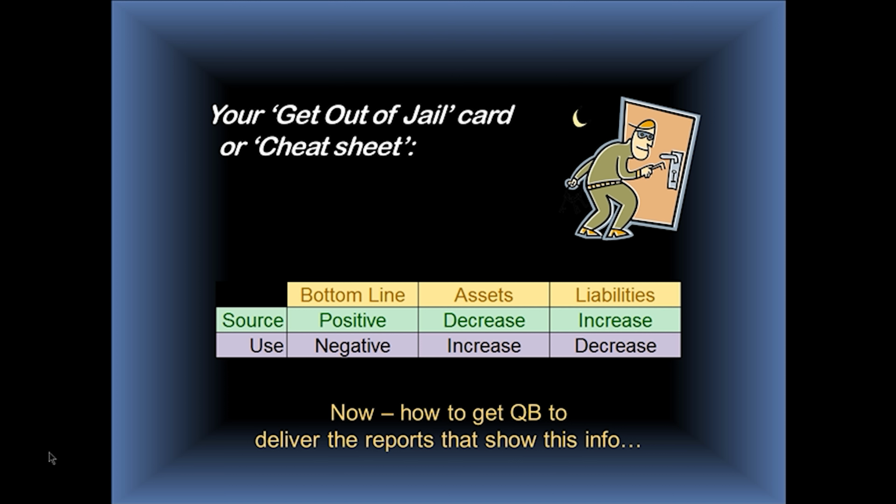Let's look at assets. If your assets are decreased, we'll use that accounts receivable example again. So let's say money comes in on accounts receivable. Your accounts receivable goes down because you have received incoming funds.